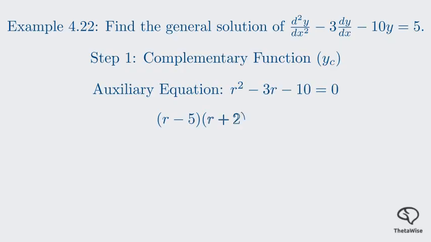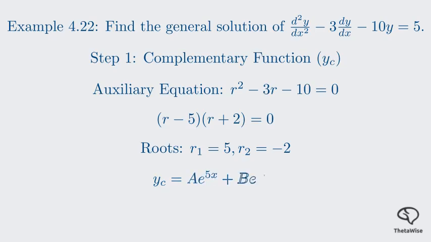It factors into (r minus 5) times (r plus 2) equals 0, which gives us two distinct real roots, r equals 5 and r equals negative 2. Using case 1 from our procedure, the complementary function is a times e to the 5x plus b times e to the negative 2x. Excellent, we've completed the first step.